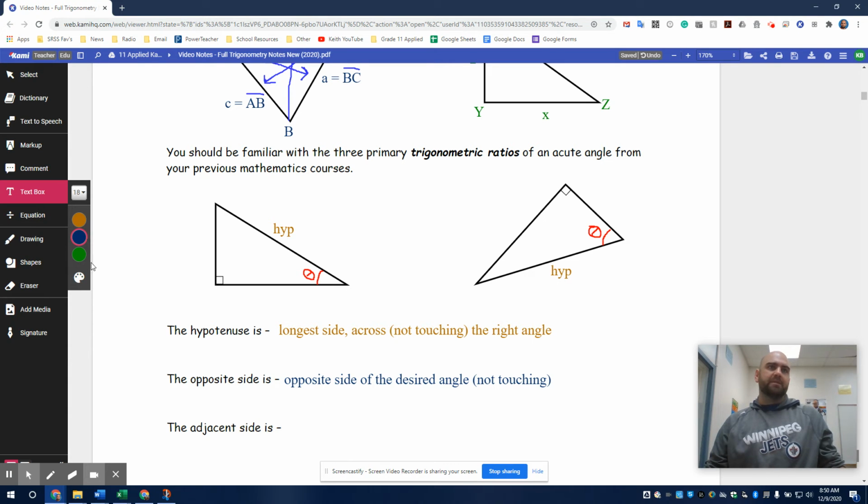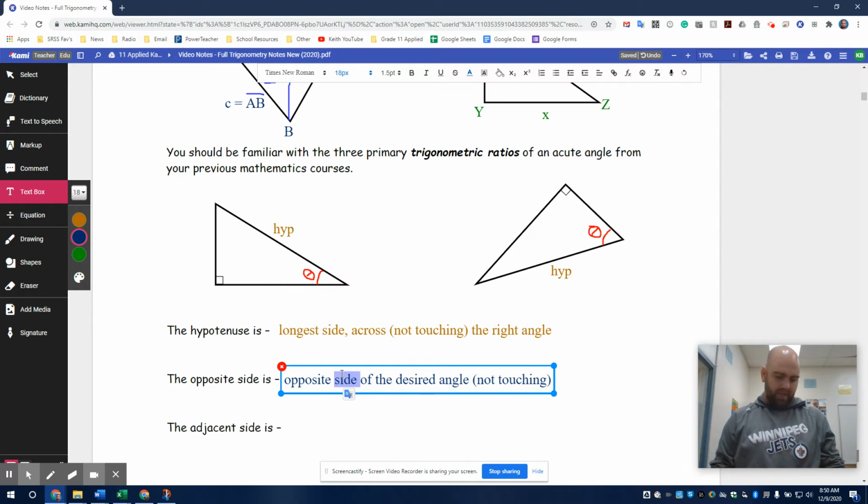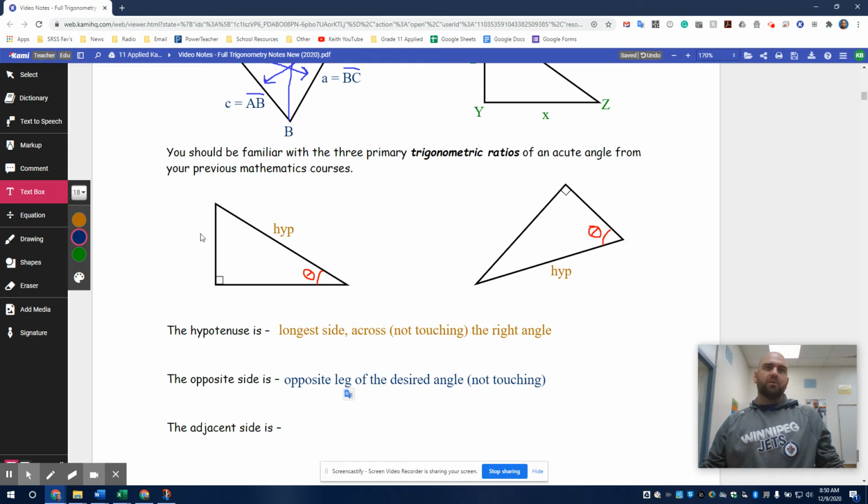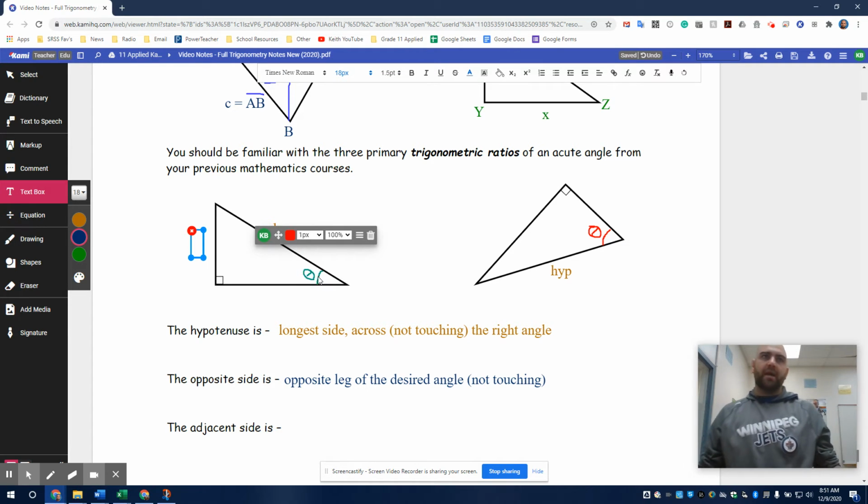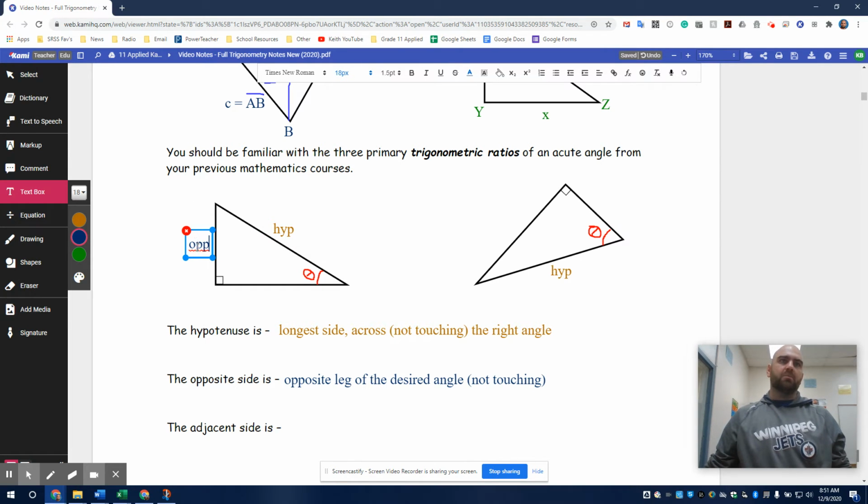Now, the opposite side is the one that is not touching the desired angle. So this leg right here, the opposite leg of the desired angle, would be this one. This one is not touching the desired angle, so this is going to be our opposite side, and I'm going to write OPP in there. Here we have two legs, this leg and this leg. This one is not touching the desired angle, so this one is going to be our opposite side as well.